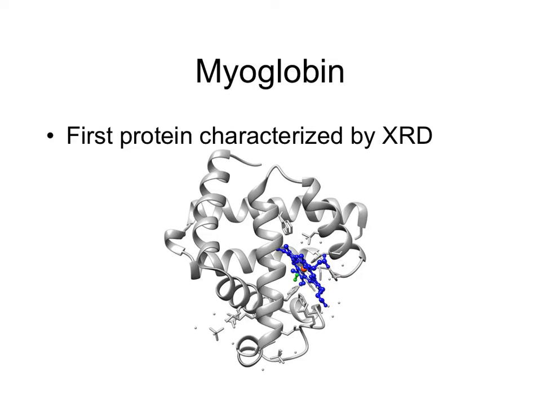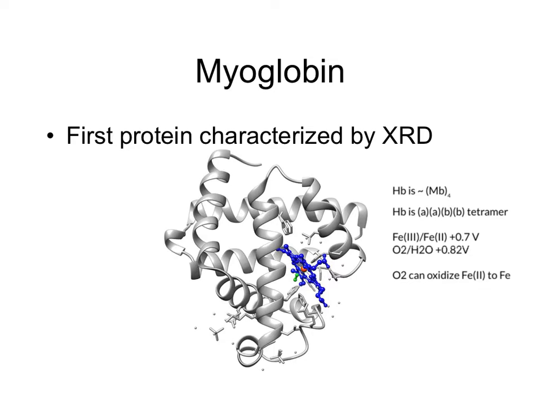The gross structural details of hemoglobin and myoglobin are the same. Hemoglobin is approximately a tetramer of myoglobin. It's not a perfect tetramer. It's an alpha-alpha beta-beta protein. The redox potential of heme iron 3 is plus 0.7 volts, while that for oxygen is plus 0.82 volts. So oxygen is capable of oxidizing iron 2 to iron 3 when it binds. And there's a lot of good experimental evidence suggesting that that is true.